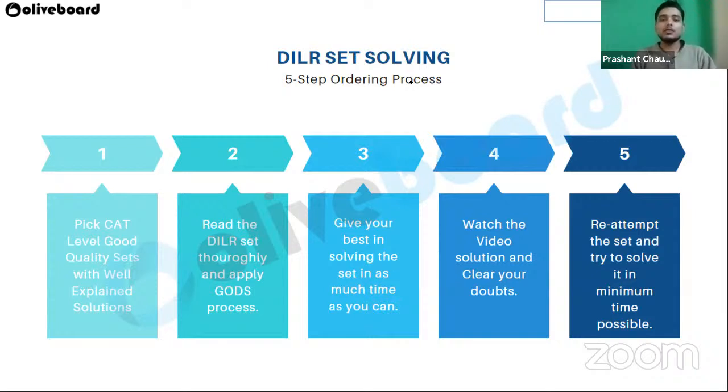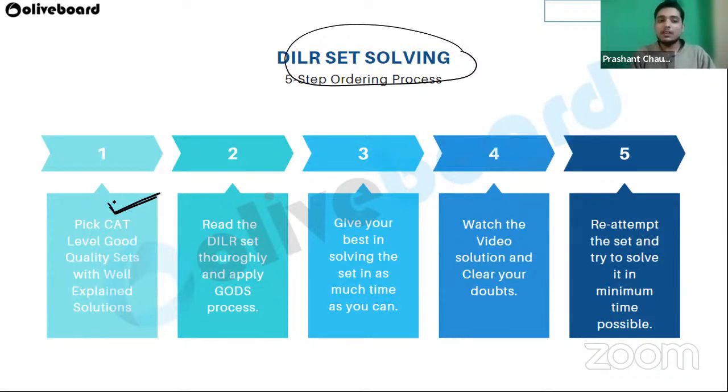So coming to our next more important topic, that is DILR sets. This is a 5-step ordering process for all of you who can't figure out by seeing a set how to go with this, right? What I advise my students to do, first step is to pick some CAT level good quality sets, okay? The solutions to them must be given to you. At Oliveboard, we give the solutions as well as the live support. So if you are joining Oliveboard, then you can be rest assured about this, right?